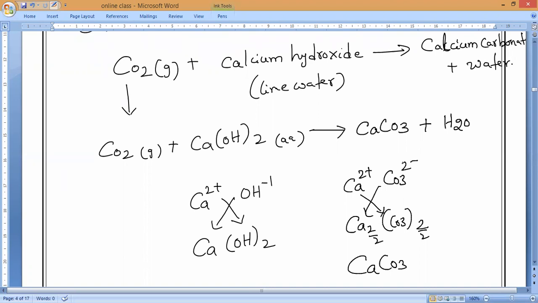So it turns milky. Now gaseous state plus aqueous state gives CaCO3, which is a solid. A solid means we say PPT. Plus water. What is the state of water? Liquid state. When something is dissolved in water, it is aqueous state. If water itself is coming, it is the liquid state. Understand?